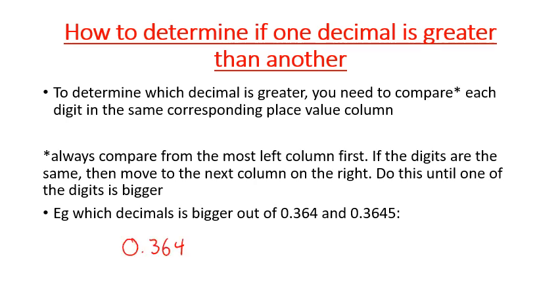As an example, if we've got 0.364 and 0.3645, alright, the first thing we want to do is we want to look at the first digit in each of these decimal places. In this particular case, the first digit is both a 0. If it's the same, we move to the next digit on the right. In this particular case, we have a 3 and a 3. So it's the same. We then move along to the next digit.